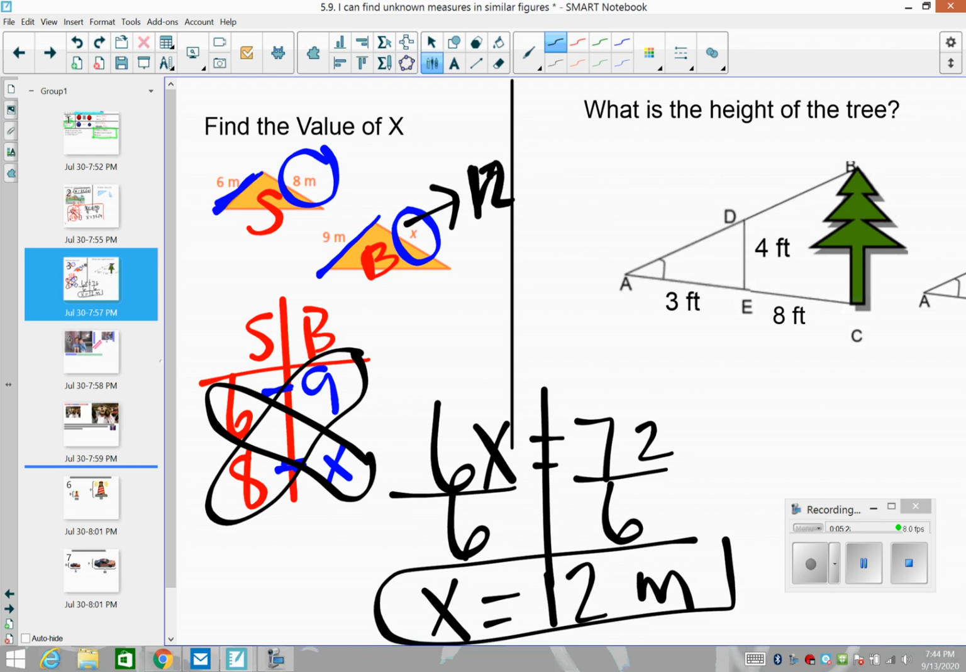So that unknown value is equal to 12 meters using what we know about similar figures. All right, so let's go take a look at the next example. I'm going to erase this just so I have some space to write.